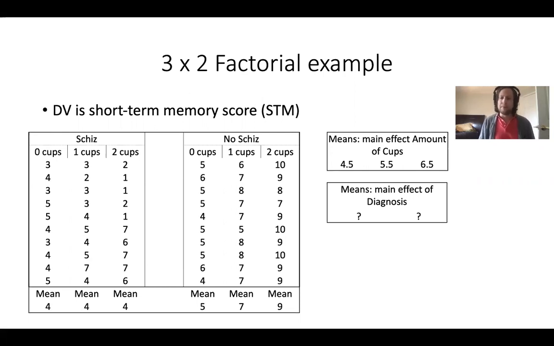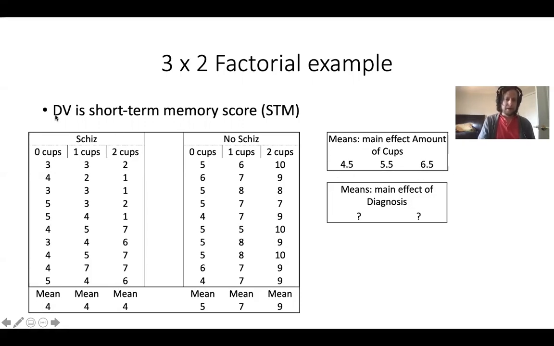I just want to make sure that we're still comfortable with these concepts, even in slightly more complicated designs that have 6 conditions. The first thing I want us to do is look at the means that are compared for the main effect of amount of cups of coffee. I have these numbers: 4.5, 5.5, and 6.5. These are the 3 means that are compared for the main effect of amount of cups of coffee.